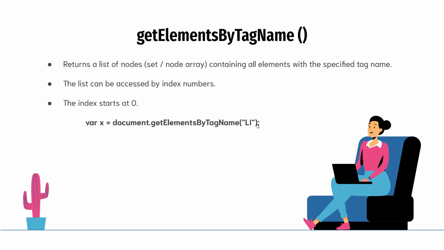document.getElementsByTagName, and the tag name is list item, li. So it will return us all the list items, and we can access them using the indexes, and the first index is 0. Let me head over to my VS Code and we can get some practice with this.